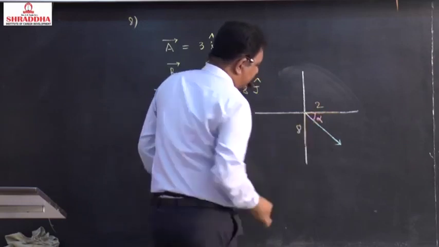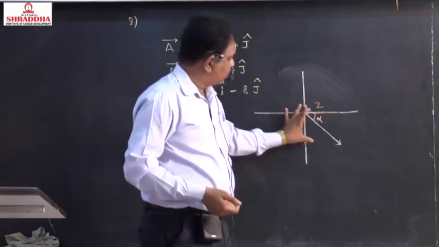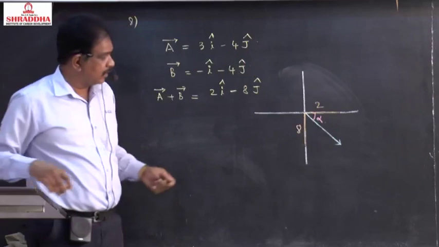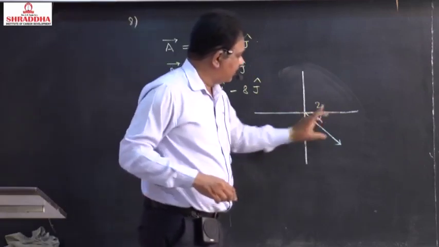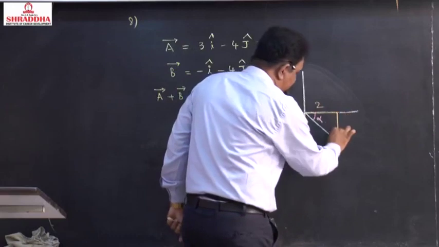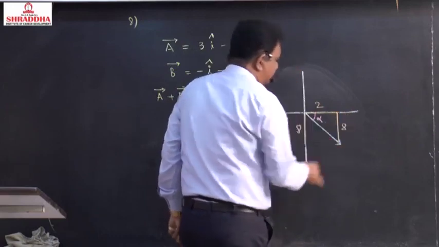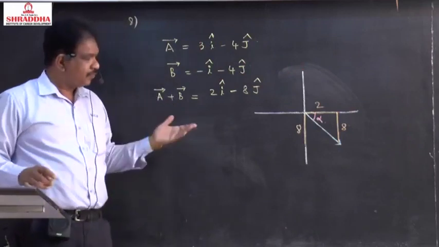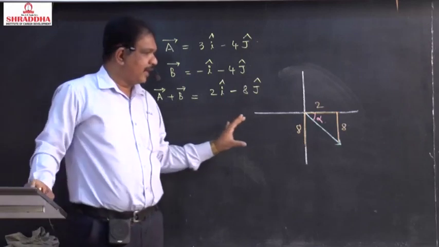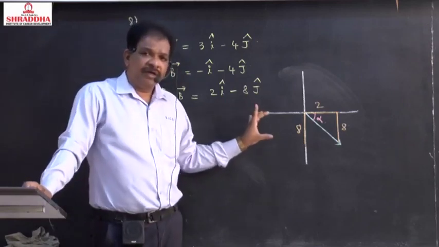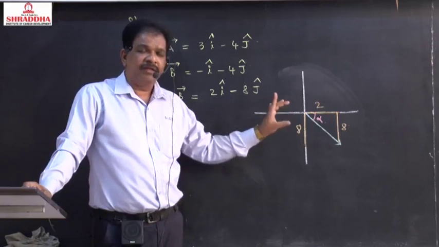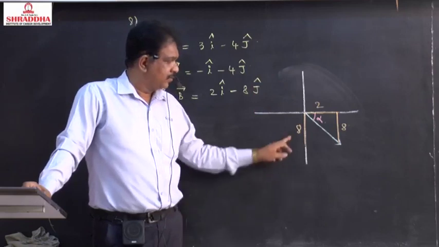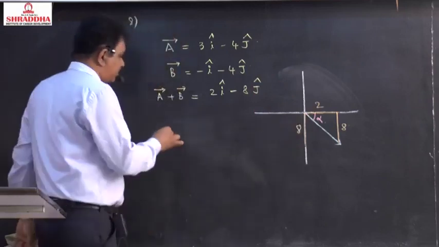To find this angle, I am moving this vector to here so that a triangle will be formed. This vector I am moving to here. There will be no change in its magnitude, and the triangle will be completed. So what is the fact? You already know, when a vector is moved parallelly, there will be no change in its magnitude and direction. So here one triangle is formed.